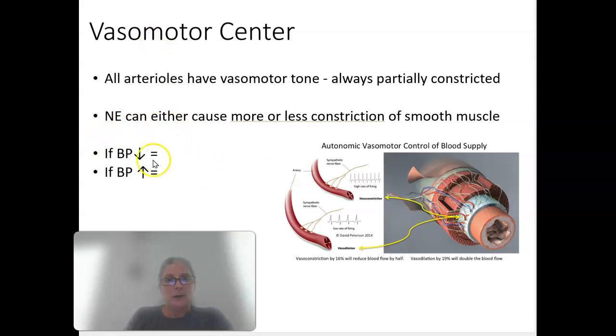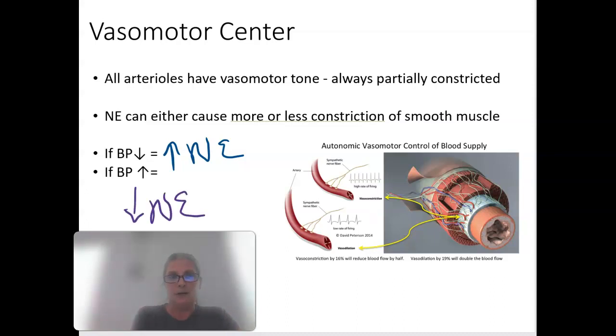So if my blood pressure should fall, if it's too low, the way this center fixes it is I'm going to increase the release of norepinephrine and I'm going to vasoconstrict more. If, however, my blood pressure is too high, this center will respond by backing off of norepinephrine on those vessels to kind of open them up and let them relax.